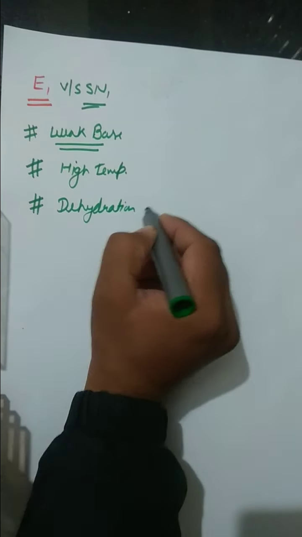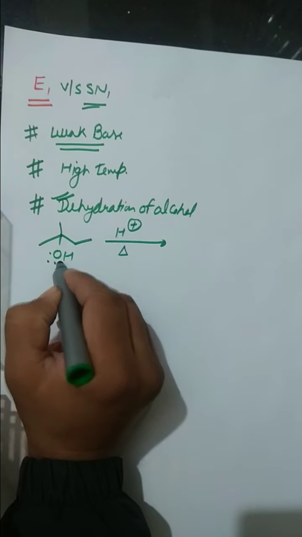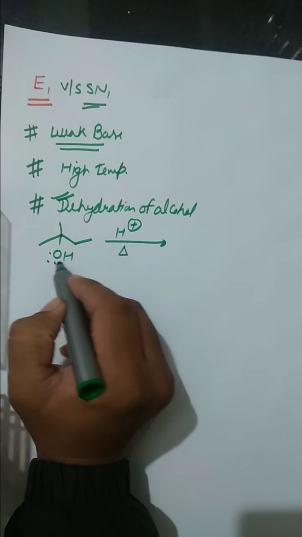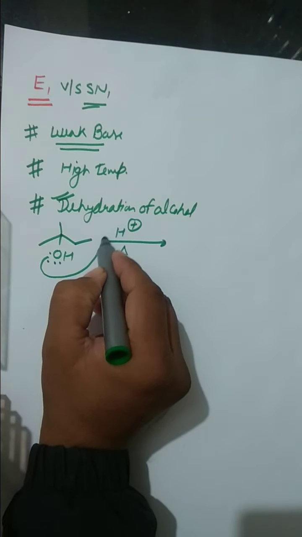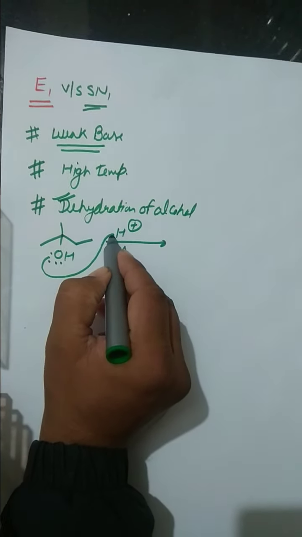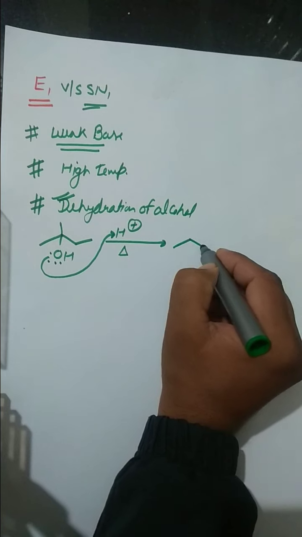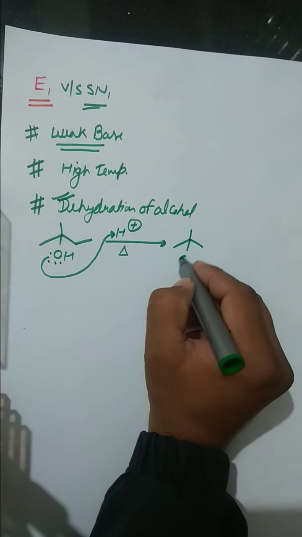Suppose we are performing this reaction, that is OH, and we are heating it in the presence of H plus, then what happens? First of all, this oxygen atom will give its lone pair of electrons to this H plus ion, and there is formation of positively charged oxygen atom.